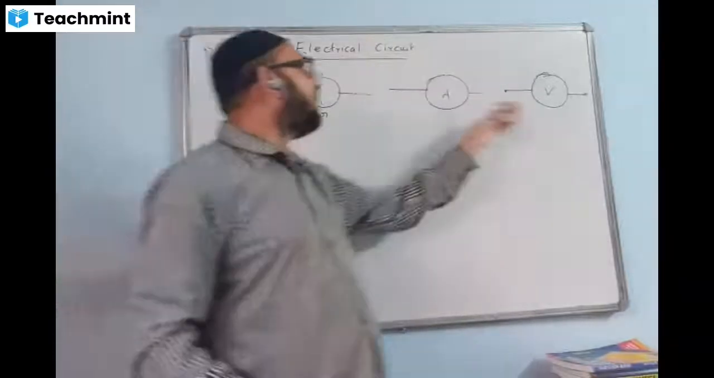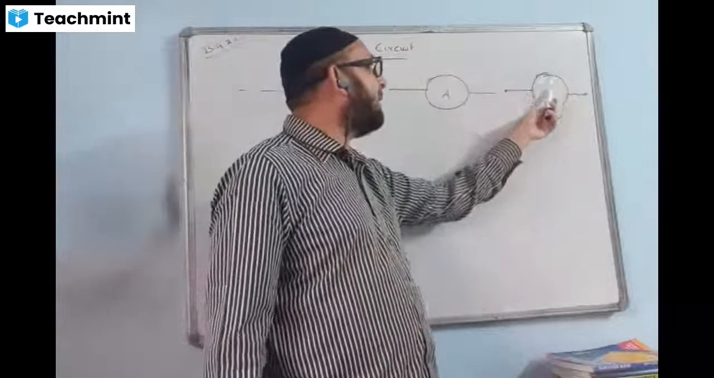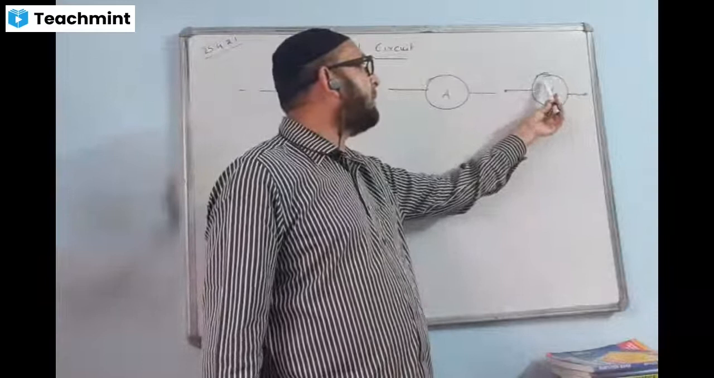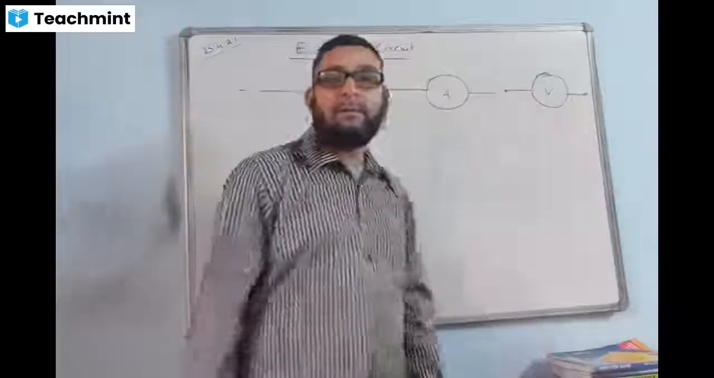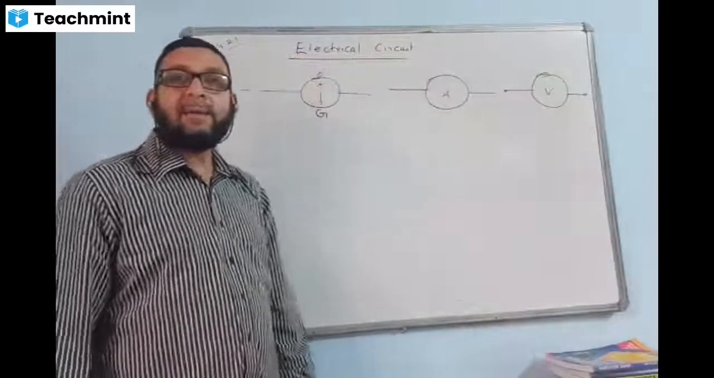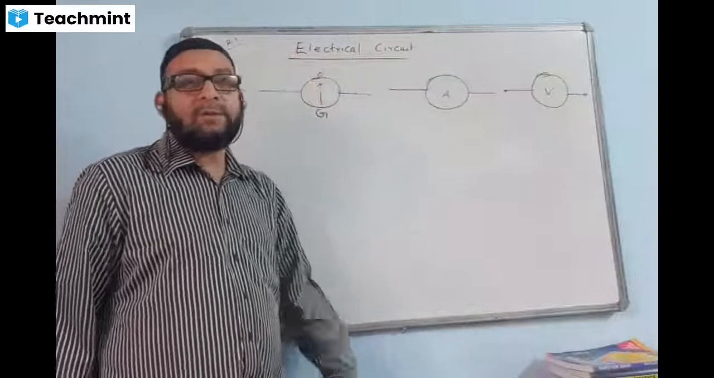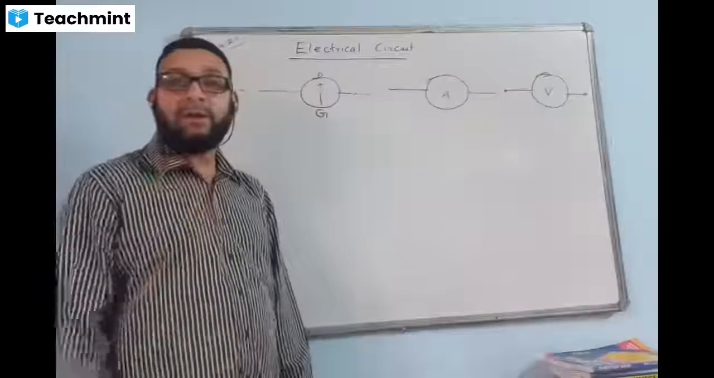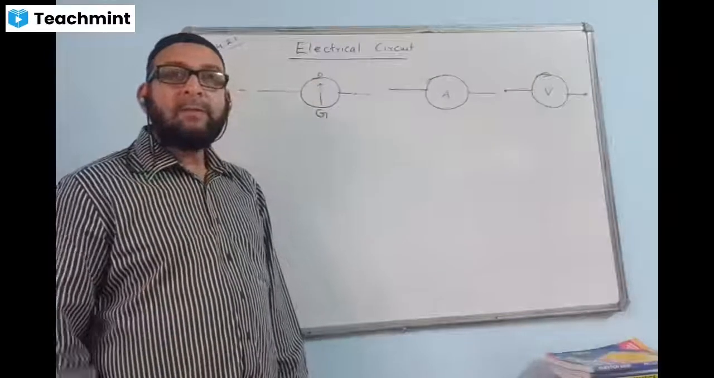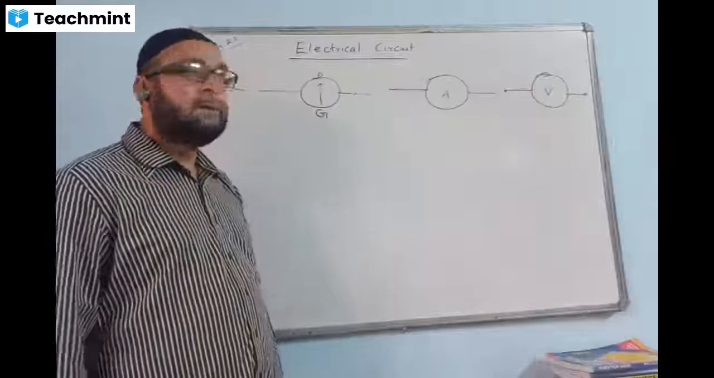Here also the pointer will not be at the center, it will be somewhere here at the 0 mark. Then it will start moving and give the deflection, and directly measures the value of voltage. But what voltage does it measure? It measures the terminal voltage or terminal potential difference only.